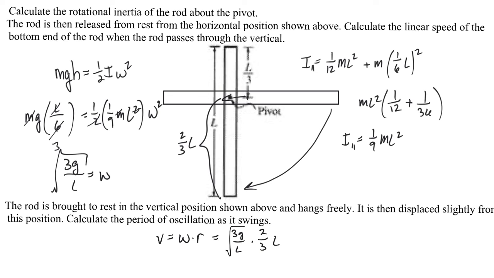How did you know to use 2/3 instead of 1/3 for the radius? It asks for the bottom end of the meter stick, so that had to be whatever piece was that distance away from the pivot point. You're welcome. That all good?